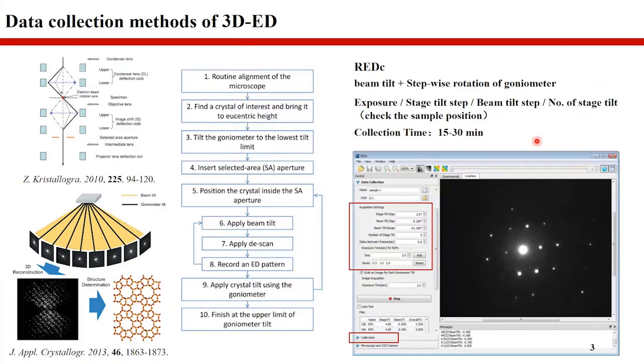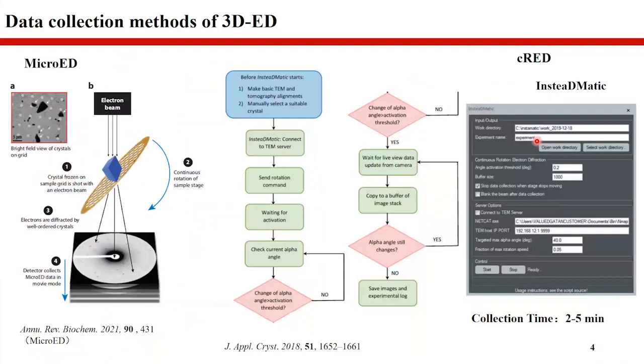With the RED method to collect 3DED, typically we need about 30 minutes for one crystal to get a full 3DED data. And recently, we often use the continuous rotation methods like MicroED or CRED.